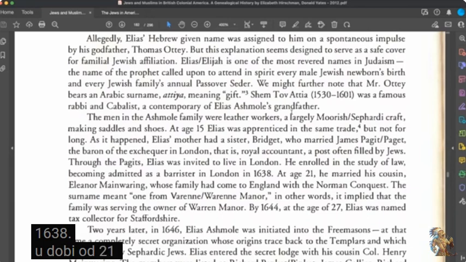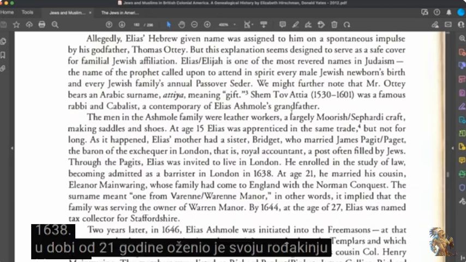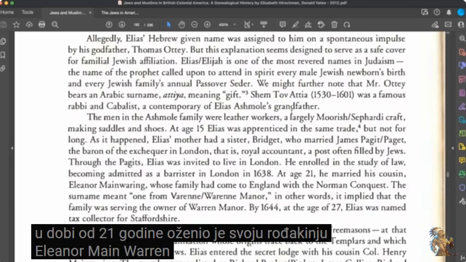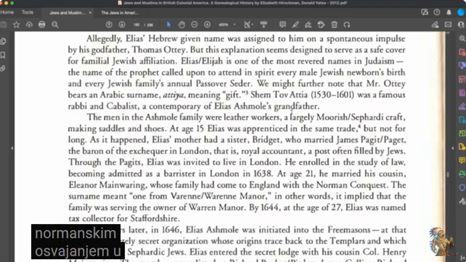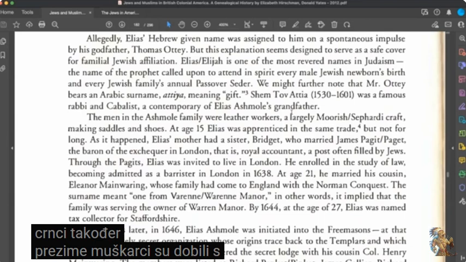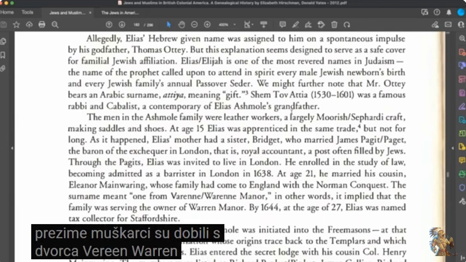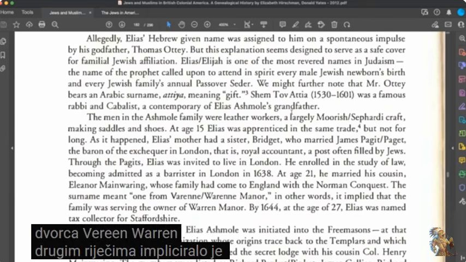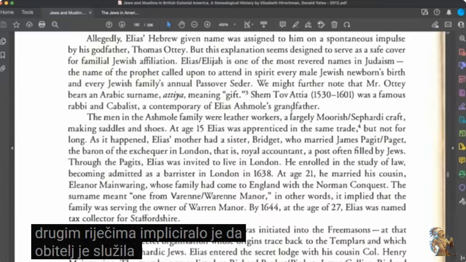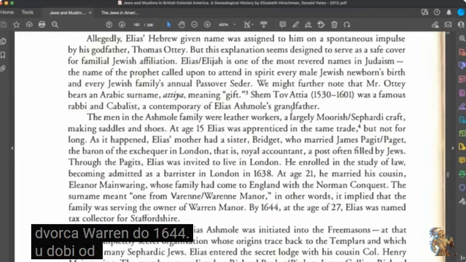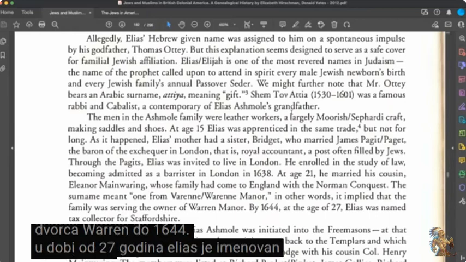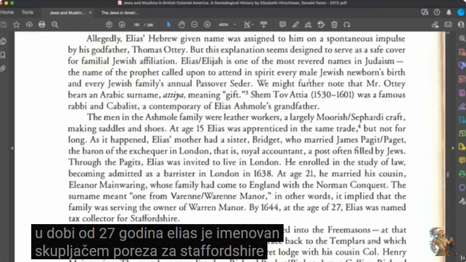At age 21, he married his cousin, Eleanor Mainwaring, whose family had come to England with the Norman conquest. Normans, black folks too. The surname meant one from Warren Manor. In other words, it implied that the family was serving the owner of Warren Manor. By 1644, at the age of 27, Elias was named tax collector for Staffordshire.